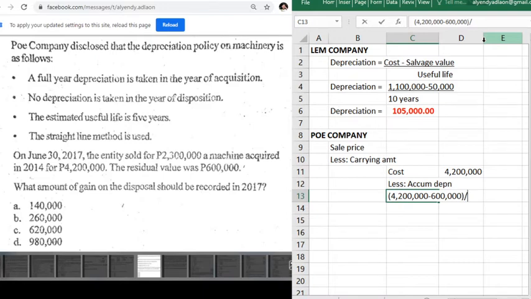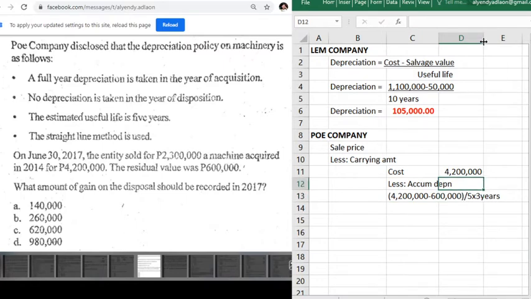divided by the number of years. So that has a useful life of 5 years and then multiplied by how many years ago the machinery was purchased. So since it was purchased in 2014, we have to take a full year depreciation in 2014, then in 2015, and in 2016. Now take note, company policy, no depreciation is taken in the year of disposition. So there will be no depreciation anymore during 2017. So our depreciation now is only for 3 years.